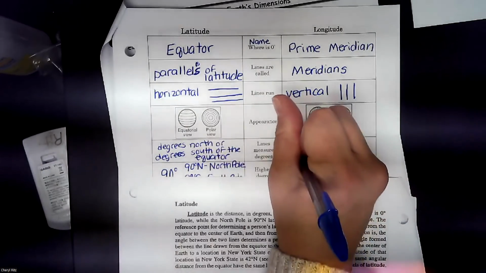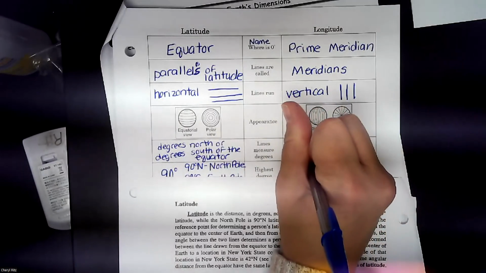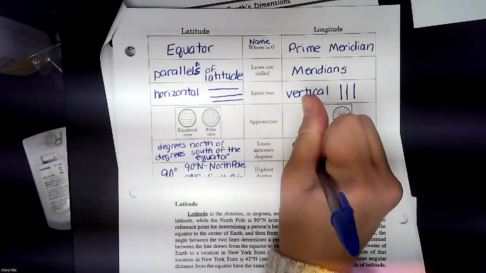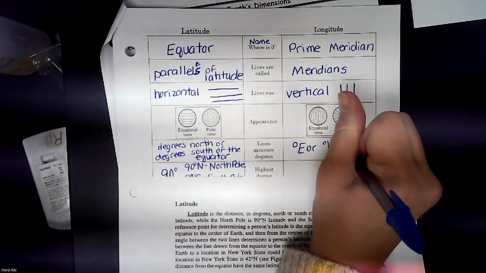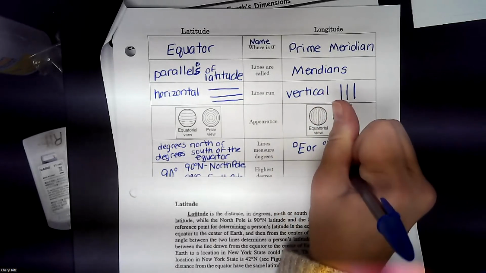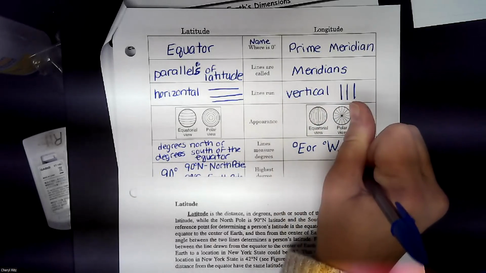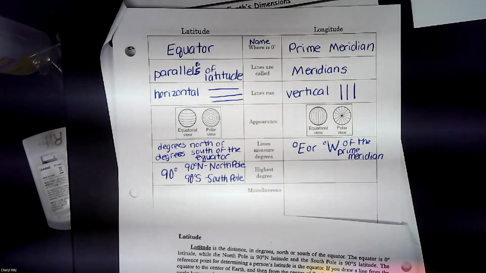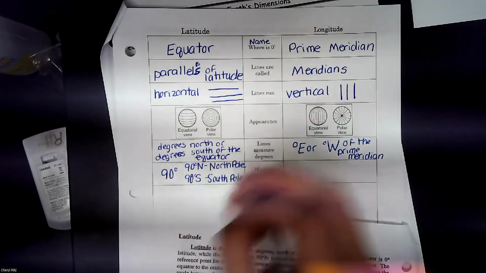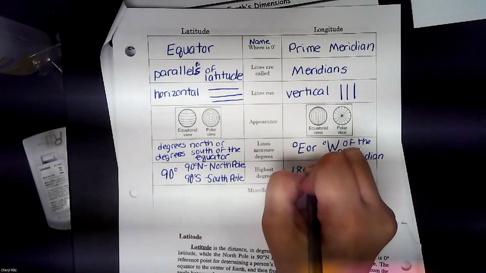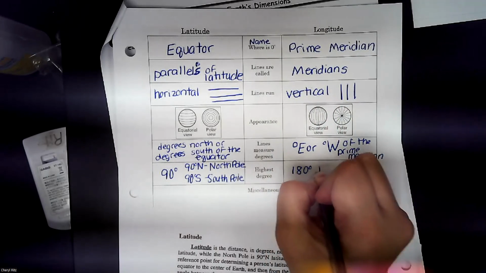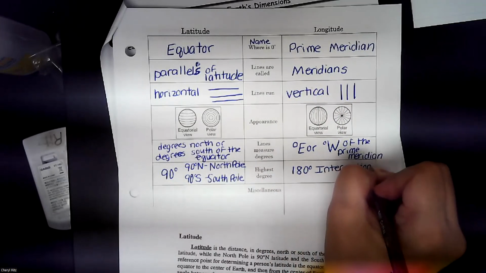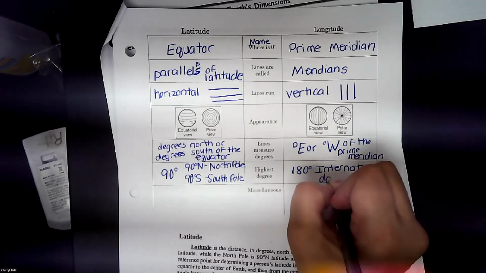These lines measure degrees what? Yep, degrees east or degrees west of the prime meridian. And what was the highest degree? 180, and it had a name. It is the international dateline.